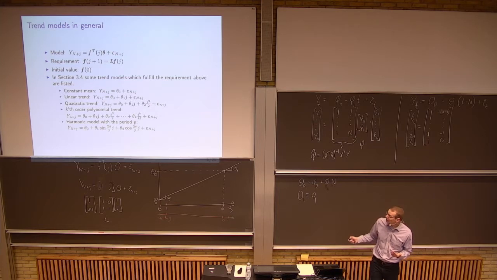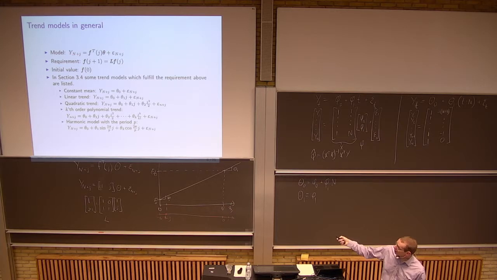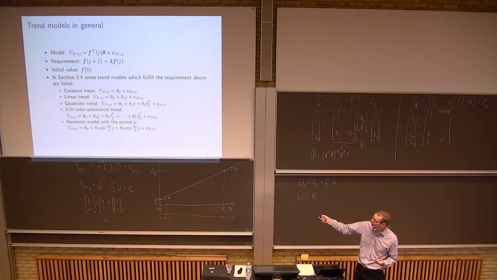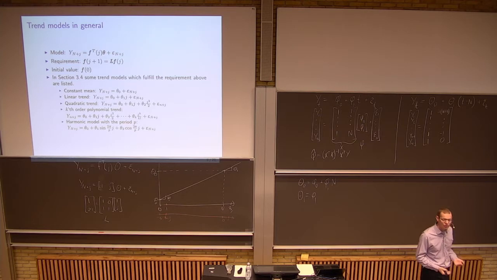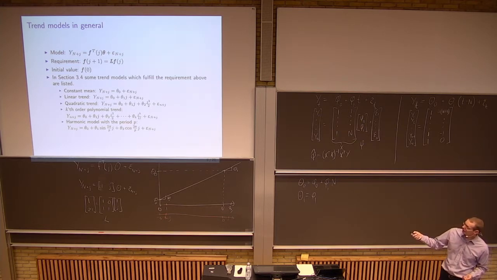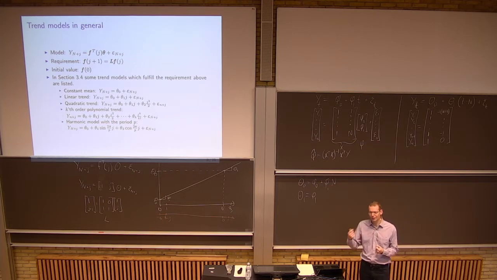So in general, we have the same definition up here. y at n plus j is equal to the transpose of some function of j times the parameter vector plus epsilon. And it's a requirement that you can get to f of j plus 1 by pre-multiplying by a transition matrix L on f of j. We can specify an initial value, and by specifying the initial value and L, you can get to any f of j without actually doing anything else. You just have to apply L a sufficient number of times.